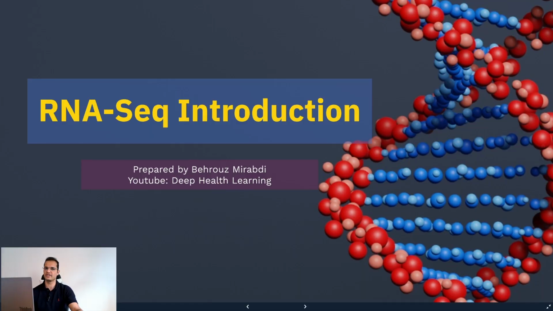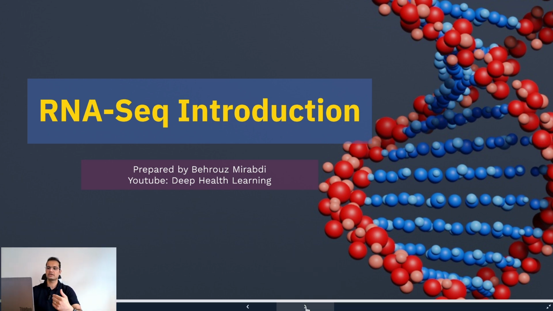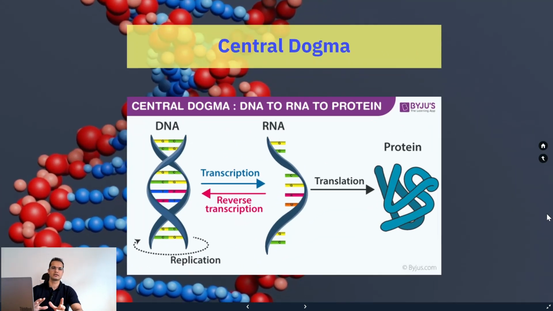I want to start with central dogma. Central dogma is the flow of information in a biological cell. In a replication process, the information from one DNA can be copied to other DNAs. In a transcription process, DNA can be transcribed to RNA, and in translation, the information from RNA or RNA codes can be translated to proteins. We want to focus more on the transcription process.